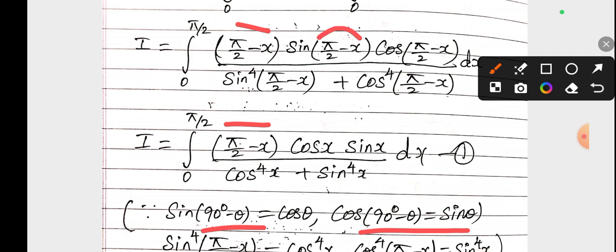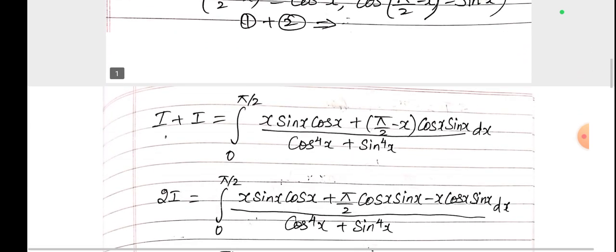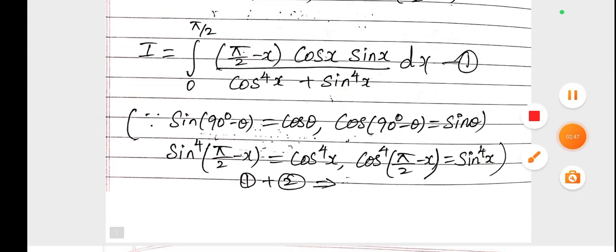You know pi by 2 in radians is 90 degrees in degree measure. So sine of 90 degrees minus theta is cos. So sine of pi by 2 minus x is cos x. Cos of pi by 2 minus x is sin x. Same way, sine power 4 of pi by 2 minus x is cos power 4x. Cos power 4 of pi by 2 minus x is sine power 4x. Clear, check children. We are considering this as the second equation.